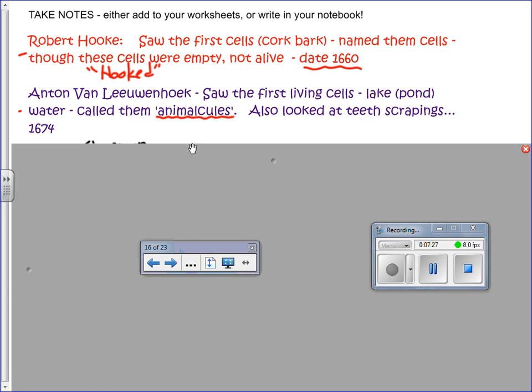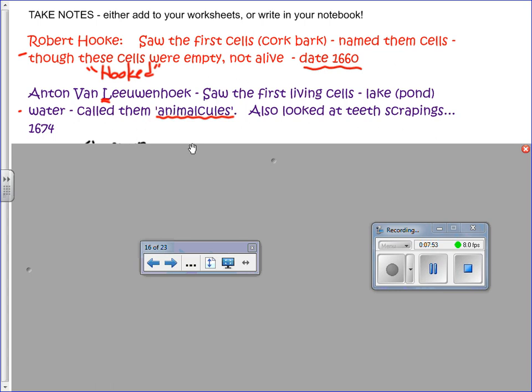He looked at samples of skin and hair and that scummy stuff off your teeth. And really, one of the other classes said maybe his favorite color was barf yellow because he looked at incredibly disgusting things, which he did. So the other way I remember, these guys said you can remember because his name starts with an L, von Leeuwenhoek, that he saw the first living cells.